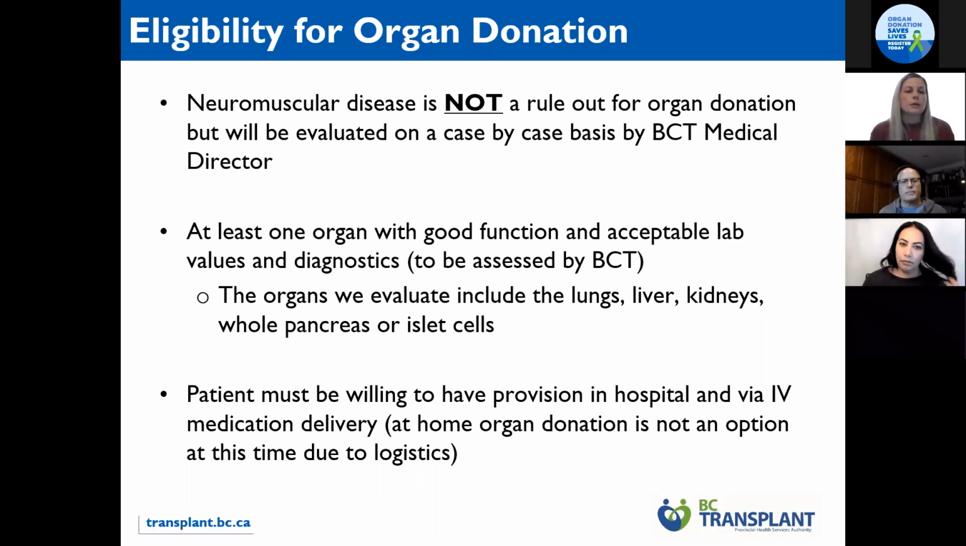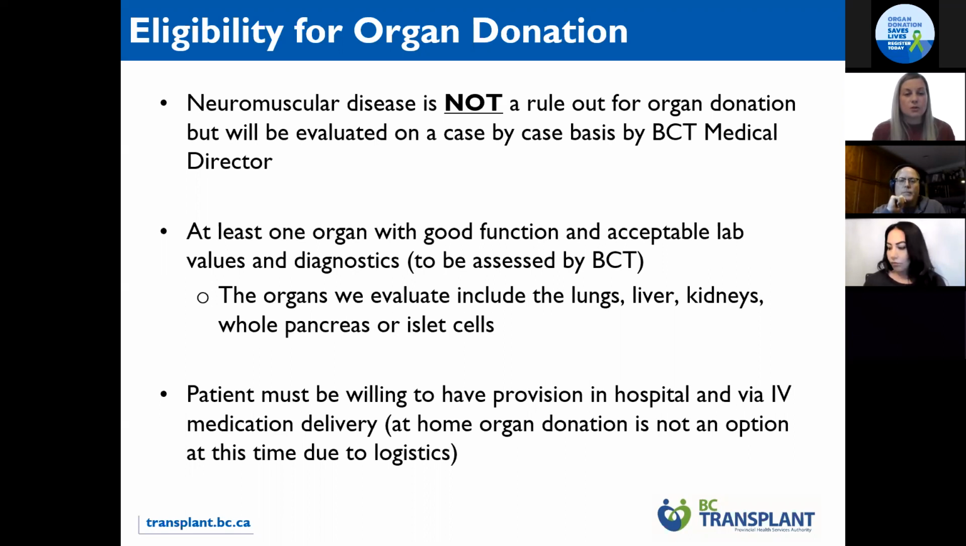The organs that we can evaluate for donation for these patients include their lungs, liver, kidneys, whole pancreas, and/or islet cells. Kieran will get into a little bit more detail about why you'll notice the heart is missing in this, but that really has to do with the donation after circulatory death. So in cases of donation after MAiD, the heart cannot be evaluated for donation.